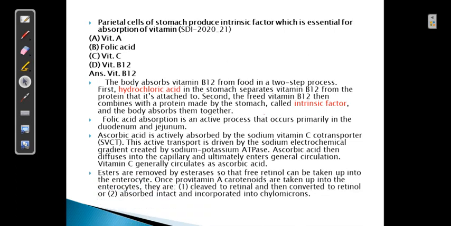And for vitamin A, esters are removed by esterase, so the free retinol can be taken up into the enterocyte. Once provitamin A carotenoids are taken up into the enterocyte, there are two options. One, it may be cleaved to retinal and then converted to retinol, or it is absorbed intact and incorporated into the chylomicrons.